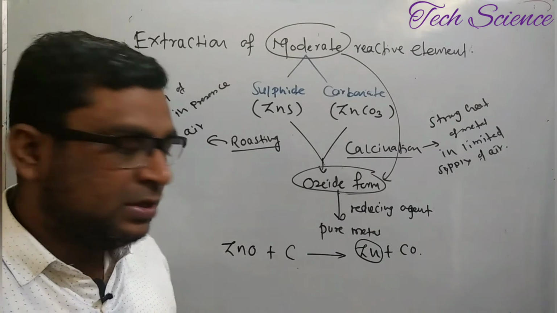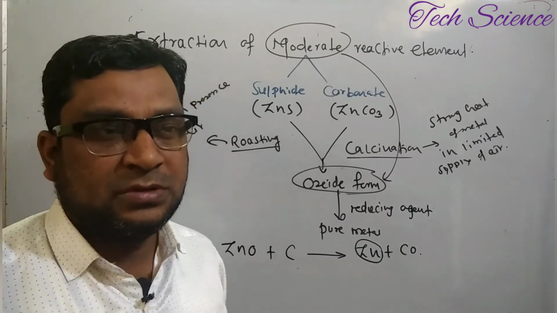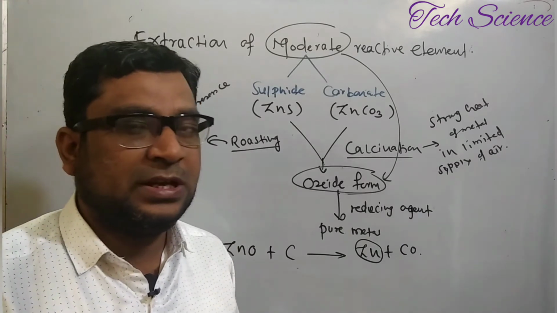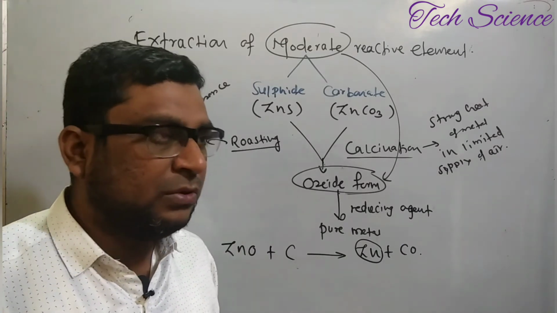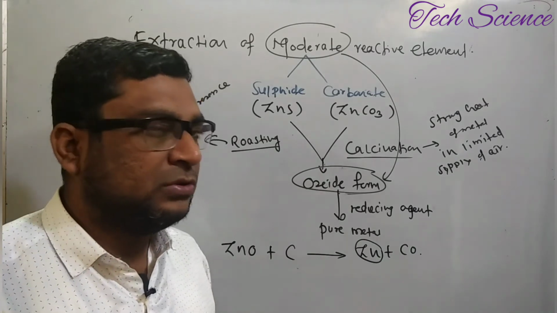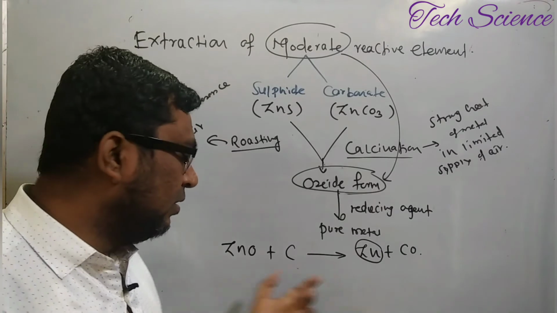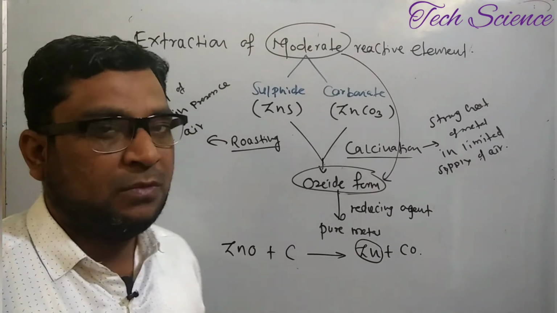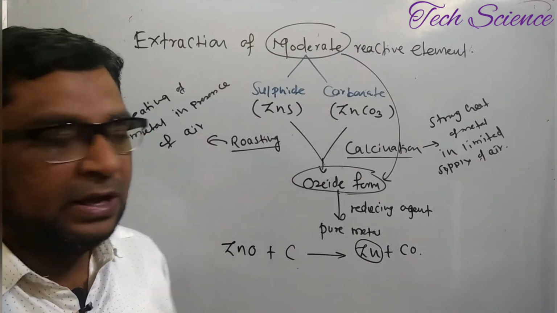Now the question is, which kind of reducing agent can we use? We already told you, you can use any suitable agent. Instead of carbon you can use sodium, instead of sodium you can use aluminium, etc. So a suitable reducing agent is required to extract pure metal from its oxide form. So this is today's topic, extraction of the moderately reactive element.